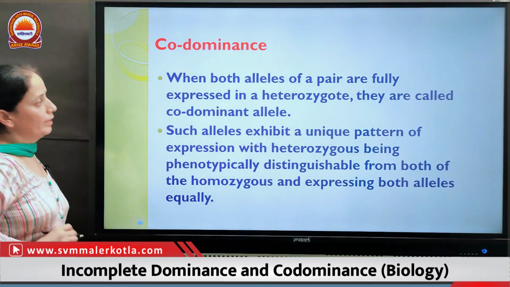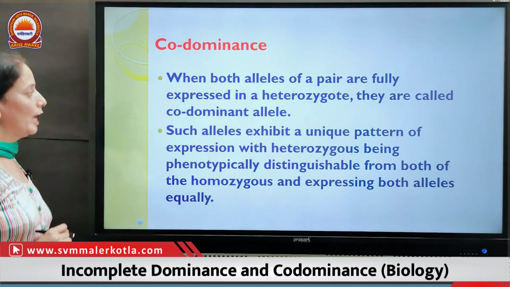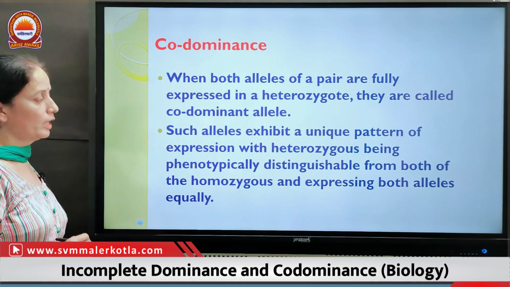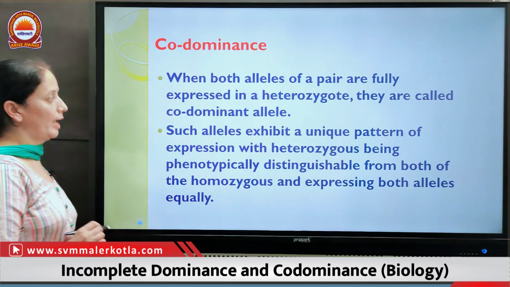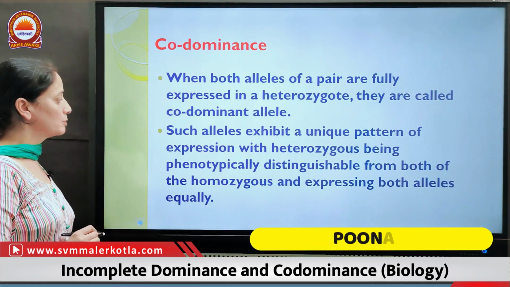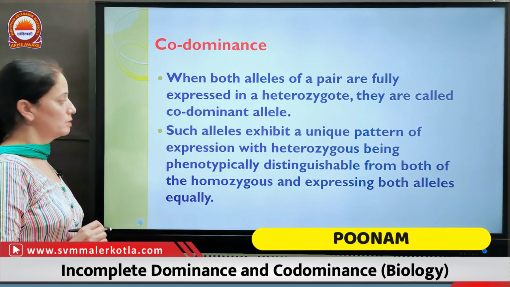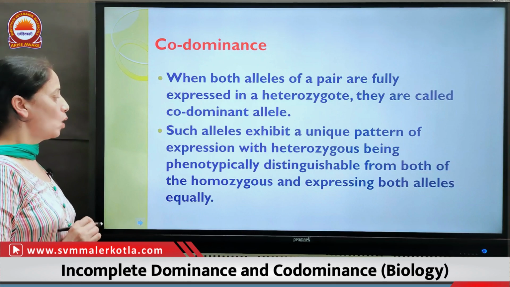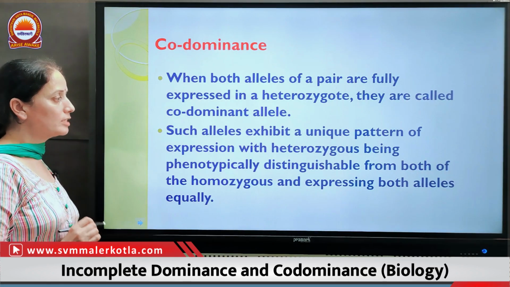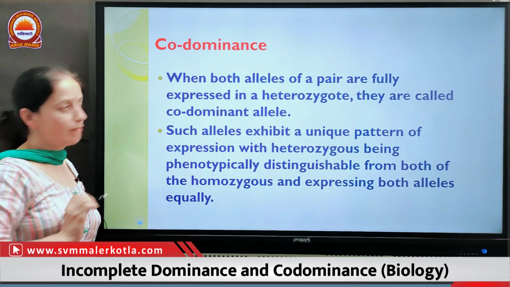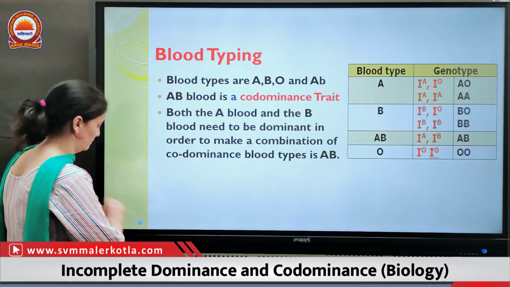Now about codominance. When both alleles of a pair are fully expressed in a heterozygote, they are called codominant alleles. Such alleles exhibit a unique pattern of expression, with the heterozygote being phenotypically distinguishable from both of the homozygotes and expressing both alleles equally. Codominance we also will understand with the help of examples.